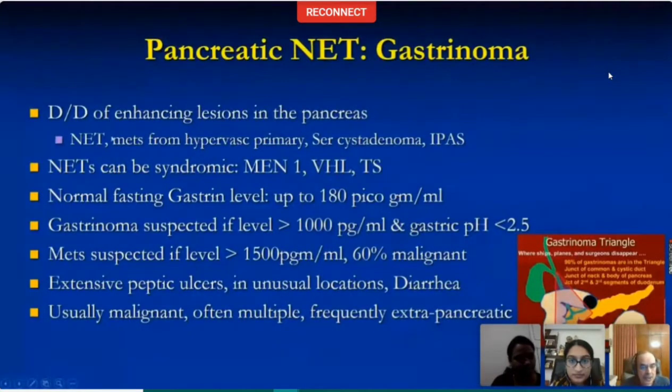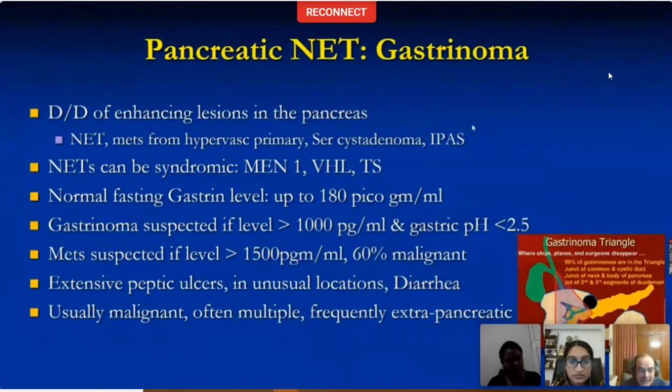So these are the lesions that we've talked of. Hypervascular lesions can be neuroendocrine tumors, metastases from hypervascular primaries, which, as Shreya pointed out rightly, could be from renal cell cancer, serous cystadenomas, and intrapancreatic accessory spleen. Now, neuroendocrine tumors can occur in isolation, or they may occur in the setting of syndromes like the MEN1 syndrome, von Hippel-Lindau syndrome, and tuberous sclerosis.